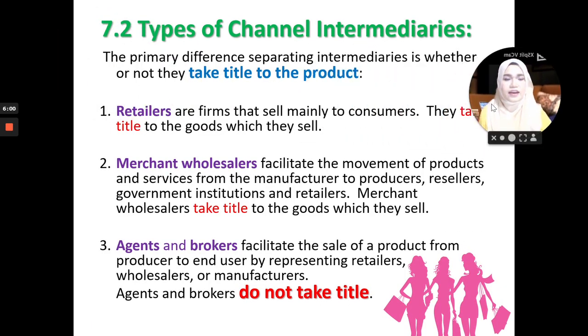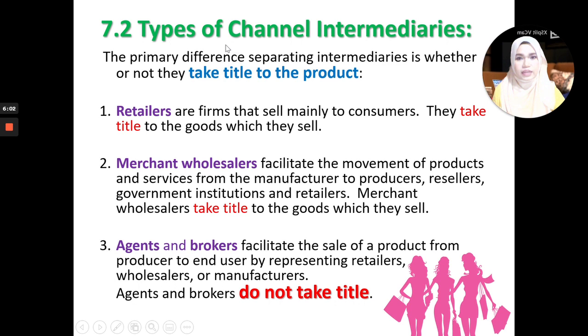Now we are moving on to the second learning objective, which is types of channel intermediaries. There basically are three. Okay, there are three of them. The primary differences between these particular intermediaries is whether they do take or they do not take title to the product. Taking title to the product means basically they do take ownership or not towards the product that they carry.